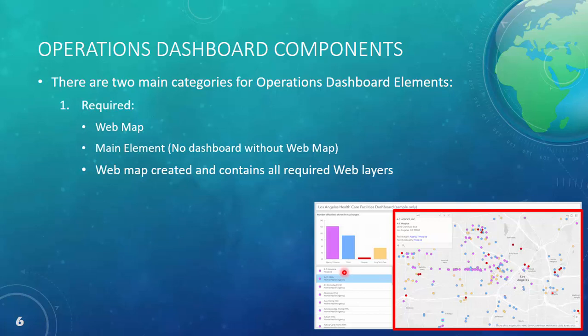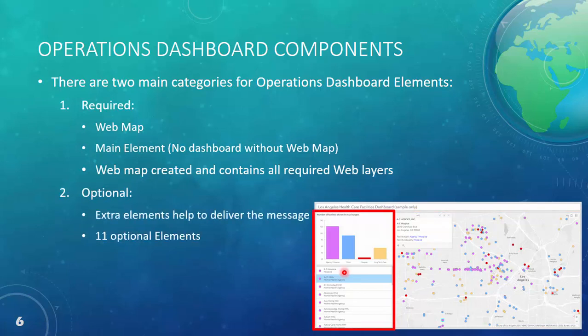This web map is the main element for my dashboard. I cannot create a dashboard without a web map, at least one; maybe I have two or three web maps, no problem. But at least I must have one web map. This web map contains the layers I want to show. These layers may be the location of my team, the location of my complaints, the location of my hospitals, schools, and so on, whatever I want to represent by this dashboard. The second part is optional.